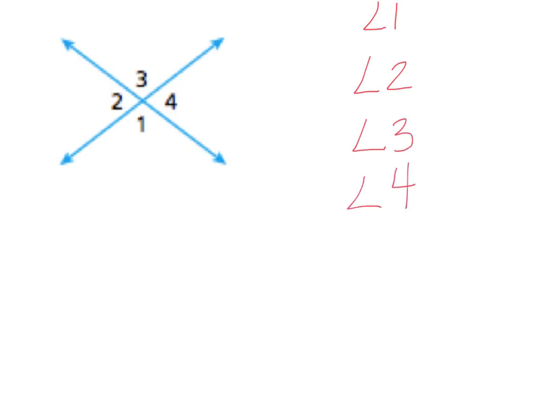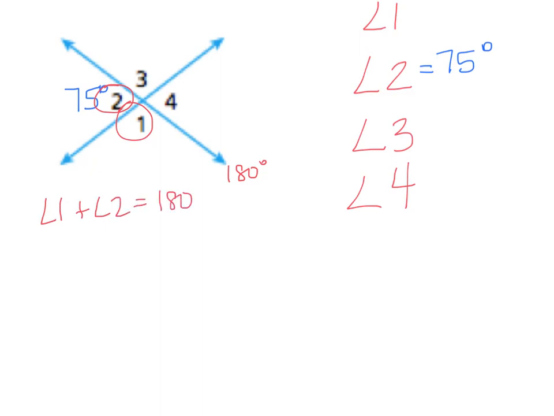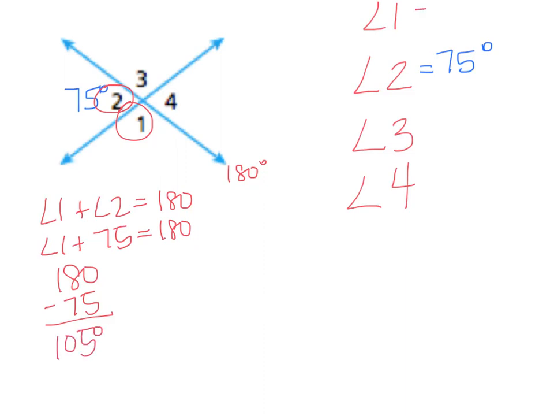Now this is what's cool with vertical angles. Let's say I tell you that angle 2 is 75 degrees. So we know that this one right here is 75 degrees. If we look here, right here we have a straight line, and we know that a straight line is always 180 degrees. So that means that angle 1 and angle 2, when added together, have to equal 180 degrees. So if I know that this is 75, and I don't know what angle 1 is, all I have to do is 180 minus 75, and you get 105 degrees. So we know that angle 1 is 105 degrees.